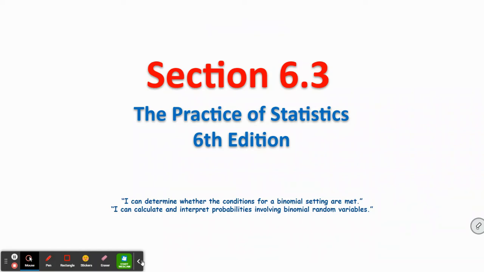Okay, so section 6.3, what we're going to focus on is binomial probability. The first thing we're going to establish is what a binomial probability problem looks like. We're also then going to establish how to calculate a binomial probability. We'll give you the formula, we'll have you do it by hand, and then we'll also teach and focus on using the TI-84 to do these problems.